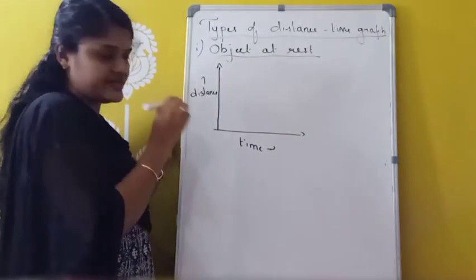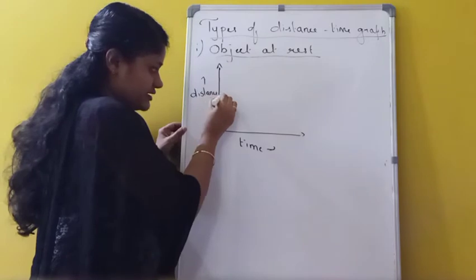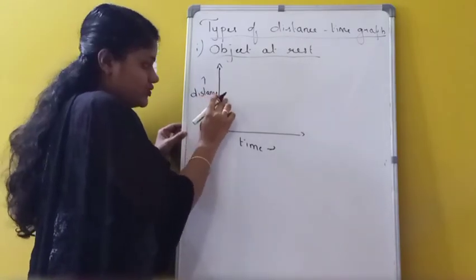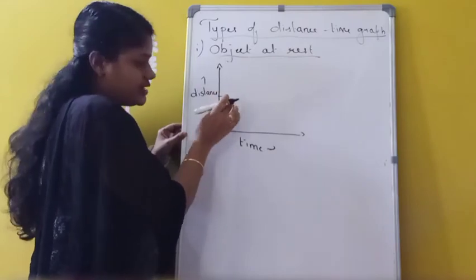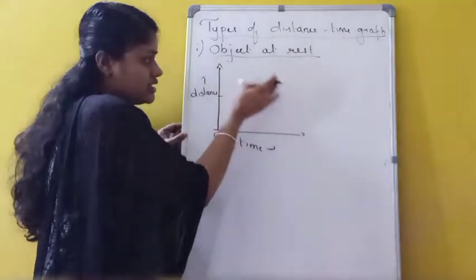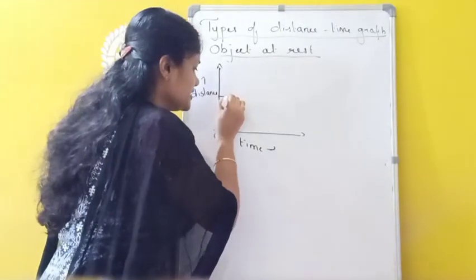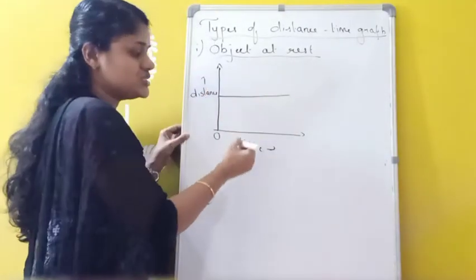And suppose initially the body is somewhere here. So this is the origin. And suppose the body is somewhere here and now it is stationary here. Only the time is increasing. What about distance? Distance is not increasing. That means the graph will be a straight line parallel to the time axis.